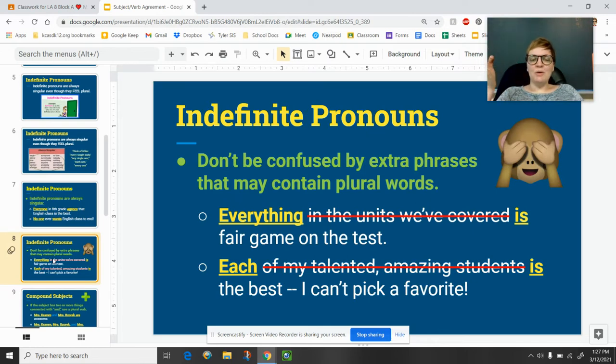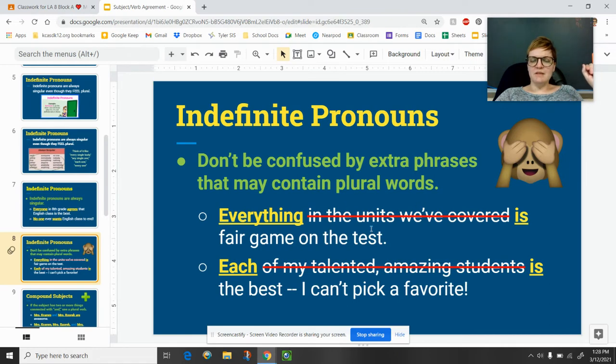Like I said, you want to be careful with these extra phrases between your subject and your verb. So don't be confused by those. For example, everything in the units we've covered is fair game on the tests. The actual pronoun, the actual subject is just everything. So I can cross off the rest of that. Everything in the units we've covered, just make it everything is fair game on the test. That's going to save you from being confused.